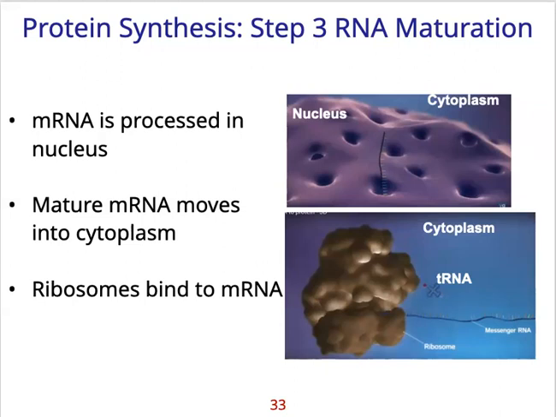The pre-mRNA that's being transcribed is now ready for processing. So it undergoes modifications and splicing before the mature mRNA is formed. The mature mRNA then moves out of the nucleus into the cytoplasm, where it's then attached to ribosomes.